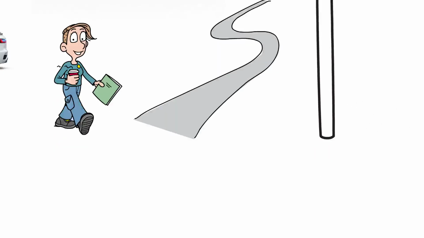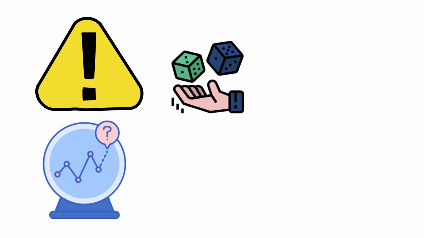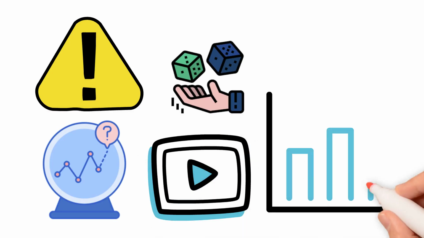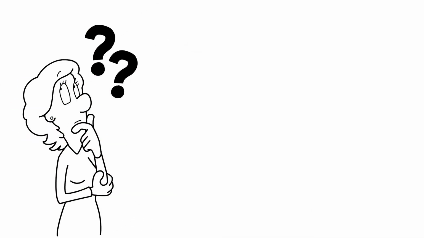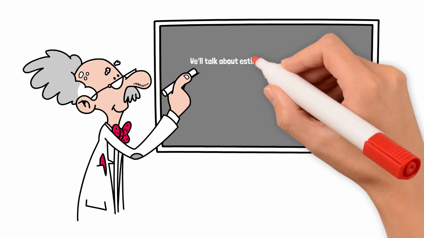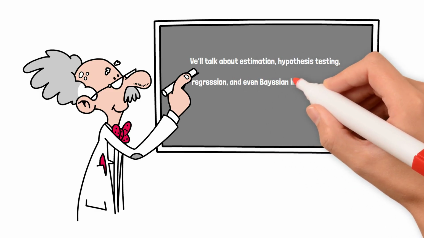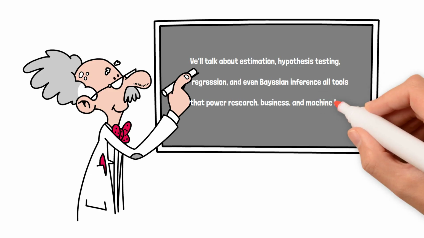So next time you wonder about chance, risk, or predictions, remember, probability theory is the invisible hand at work. And in our next episode, we'll take this one step further with statistics. If probability is about modeling uncertainty, statistics is about using real-world data to draw conclusions. We'll talk about estimation, hypothesis testing, regression, and even Bayesian inference, all tools that power research, business, and machine learning.